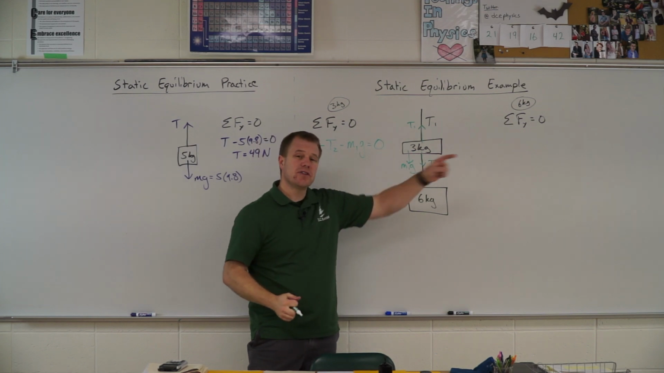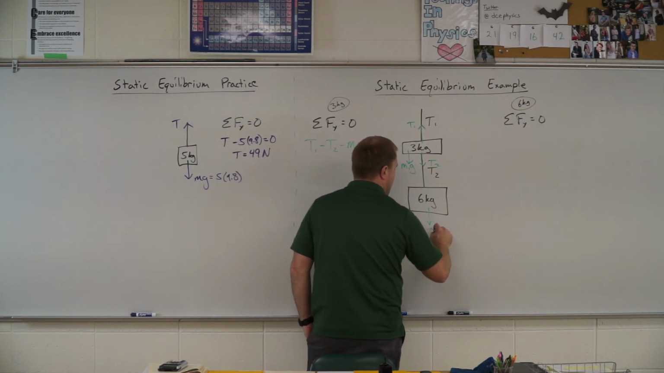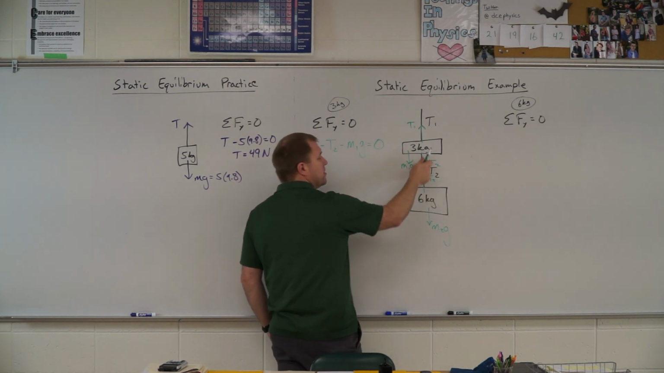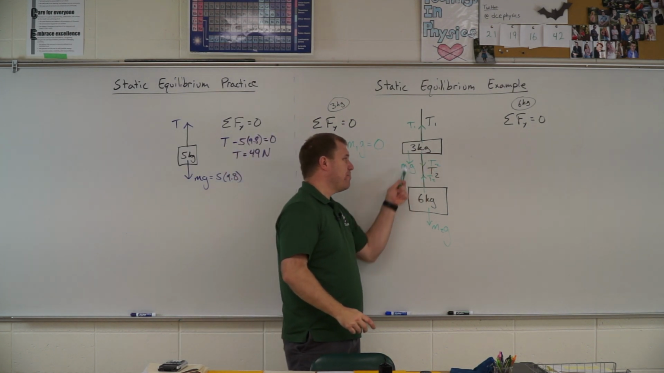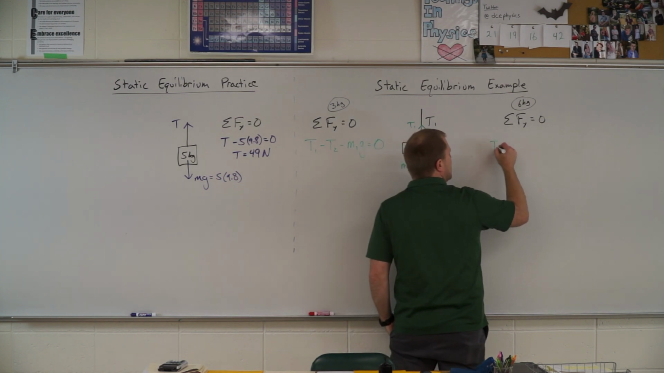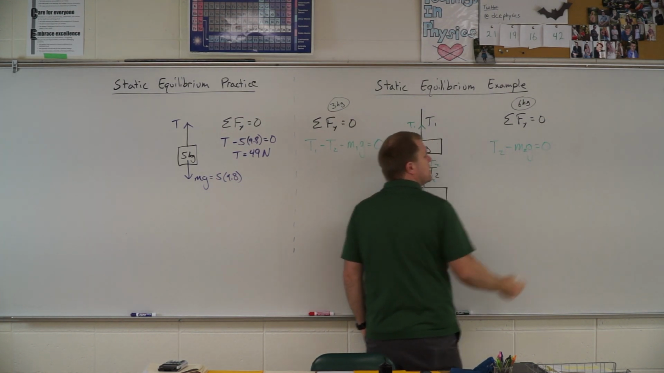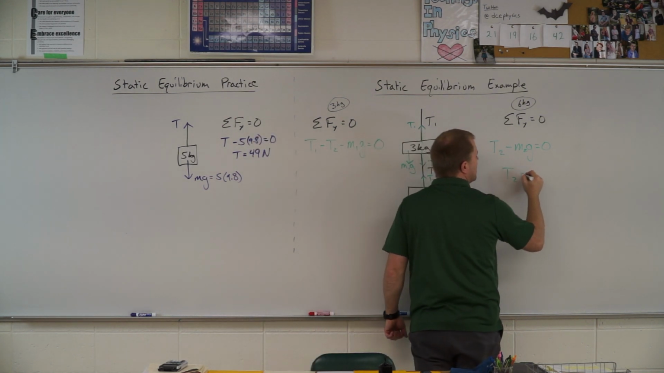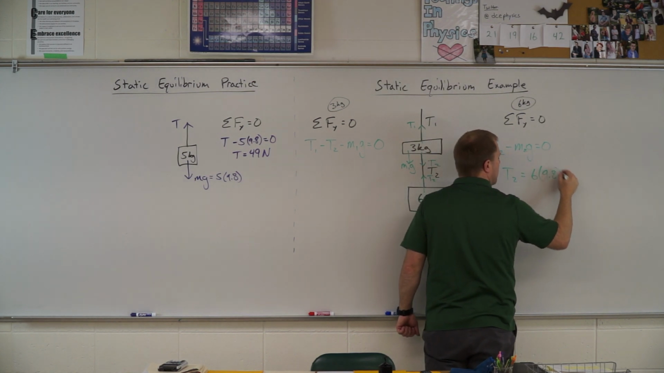So that's where we're going to use our other mass. So here I have M2G and tension 2. Now you'll notice these two tensions are opposite and equal. This is a third law pair here. All right, so I'll generate this equation here. So I have T2 minus M2G equals 0. And so here I can solve for T2. So T2 is going to equal M2, which was our 6 kilograms, times 9.8.